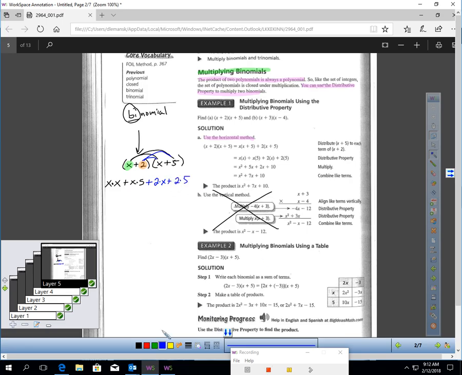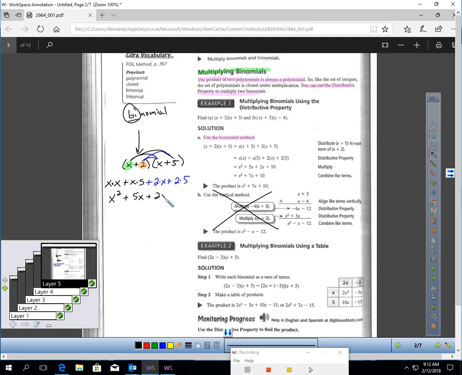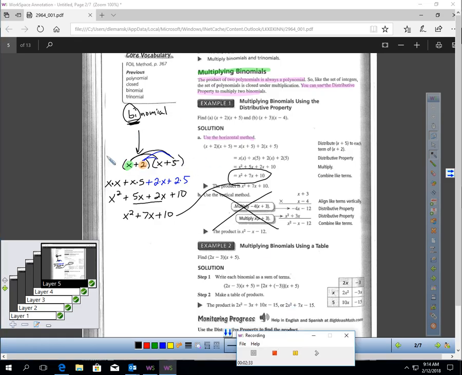Now let me simplify all this. x times x is x squared. x times 5 is 5x. 2 times x is 2x. And 2 times 5 is 10. And do you see like terms here? I get x squared plus 7x plus 10, which is what they have here. I am just double distributing because bi means 2. I have to distribute 2 terms through the x plus 5. If you handle your problems in this way, this lesson is going to be easy.